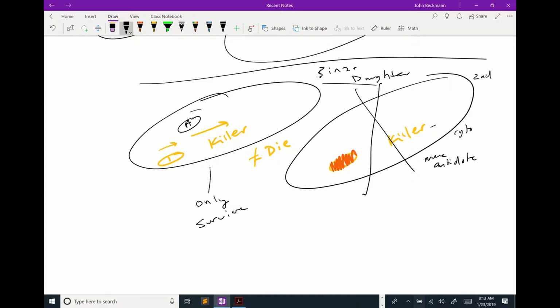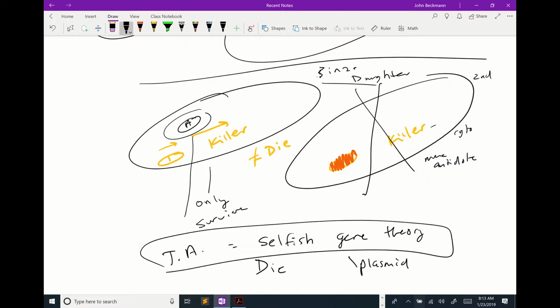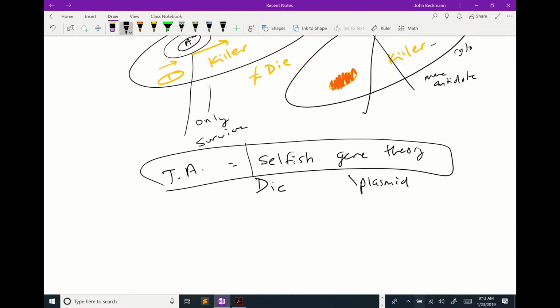Does that make sense? That's a TA system. So that's a perfect example of what we're talking about when we talk about the selfish gene theory. There's no benefit at this point of this toxin-antidote system to the bacteria. The only benefit is that once you get it, you're addicted and you have to maintain it or you will die. Okay? So this is a perfect example of how a plasmid can serve no function but can replicate in a population because of the selfish gene theory. Is that clear? Okay.